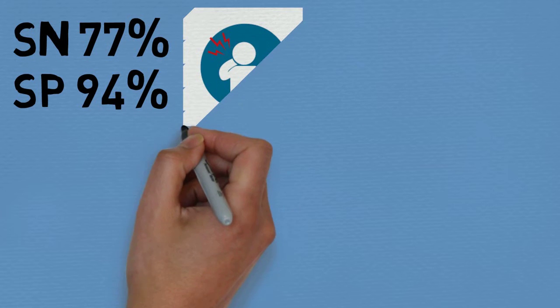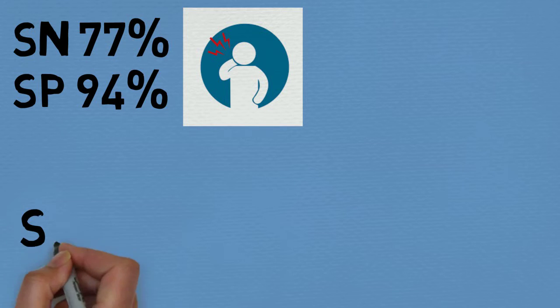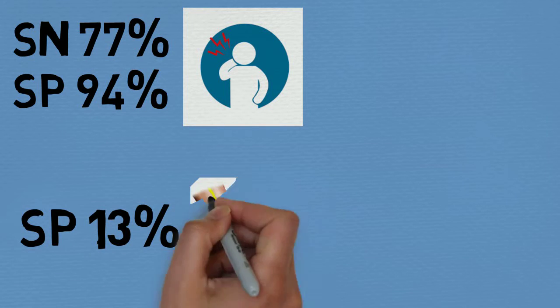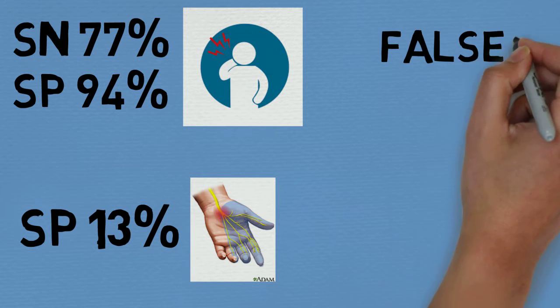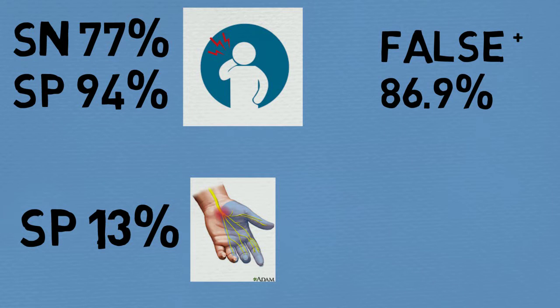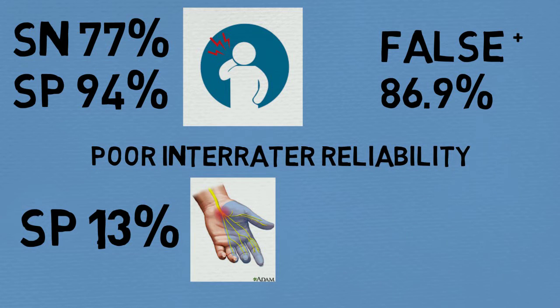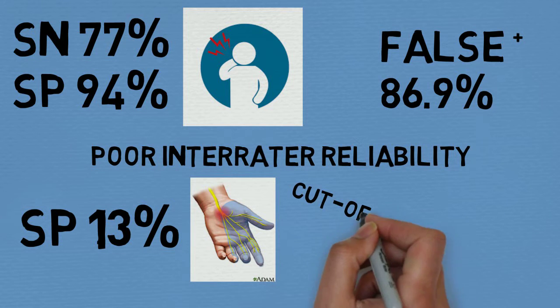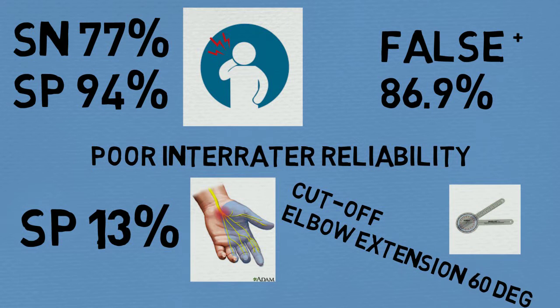Sandsmark and Nissel determined the sensitivity to be 77% and the specificity to be 94% in patients with neck pain, though Weiner determined a low specificity of 13% in patients with carpal tunnel syndrome, which is consistent with Davis's findings of a false positive rate of 86.9%. Hines reported poor inter-rater reliability when examining resistance to movement rather than patient response based on structural differentiation. Davis determined a cutoff range of motion measurement for the Upper Limb Nerve Tension Test 1 to be 60 degrees of elbow extension.